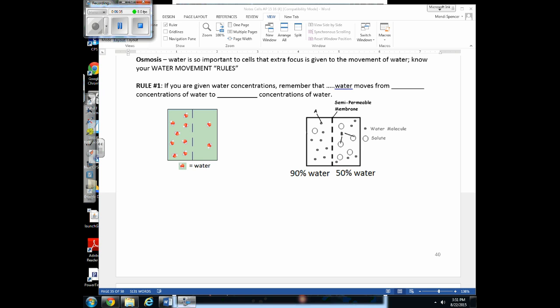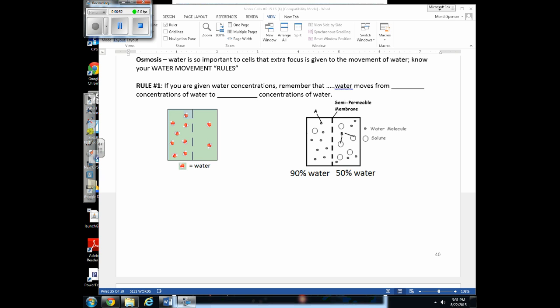So that was a quick overview of those 6 types of transport: diffusion, osmosis, facilitated diffusion, active transport, endocytosis, and exocytosis. And those 6 can either be categorized as passive or active. Now we're going to focus more on osmosis.